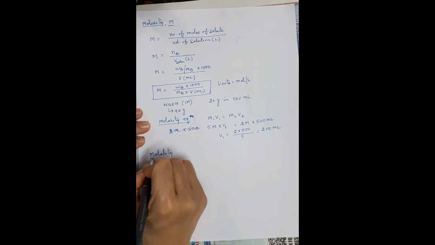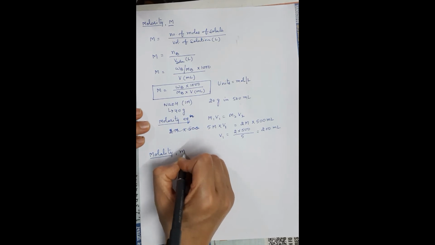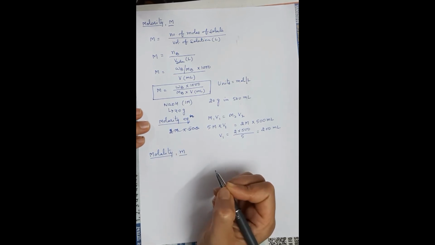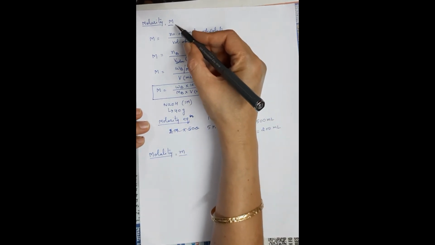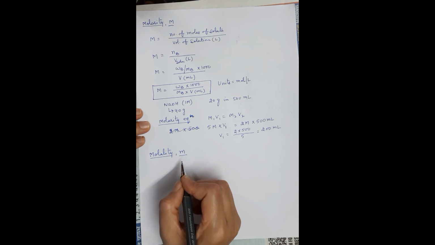Beta, there is another term which is molality. See the difference. It is molarity and here it is molality. It is small m. Molarity is expressed as capital M. Molality is expressed as small m. How will you define molality?